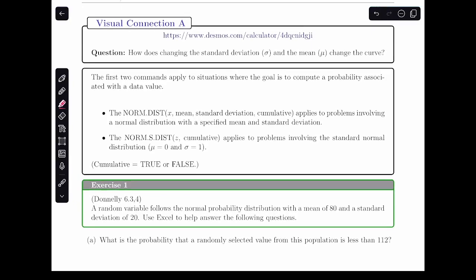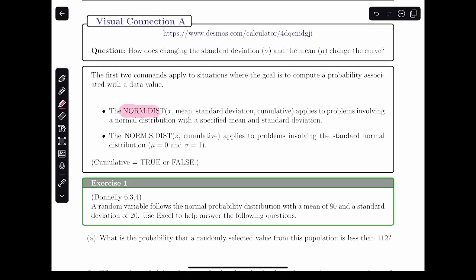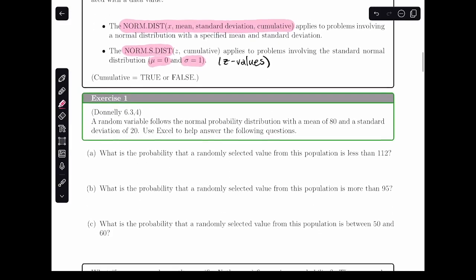And in Excel, we can find probabilities associated with the normal distribution using this Excel command norm.dist. And if we have a standard normal where the mean is 0 and the standard deviation is 1, a standard normal you can think about like z values, then you can use this norm.s.dist command. And so I want us to practice using this a little bit to get some review.